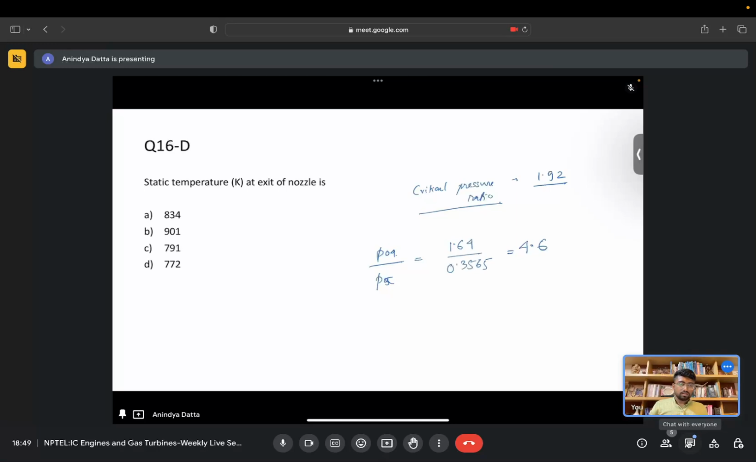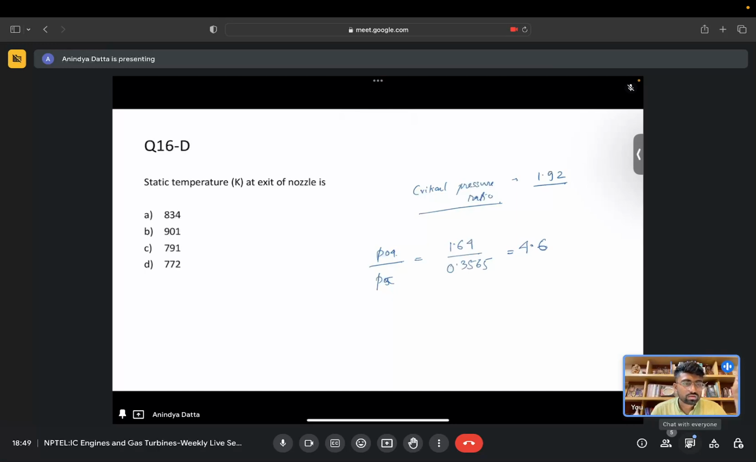Okay, so to expand the gases in the nozzle to ambient pressure PA, the pressure ratio we need is 4.6, but the critical pressure ratio is 1.92. What that means is that at the critical pressure ratio, the nozzle gets choked, and it cannot allow additional mass flow rate more than that.